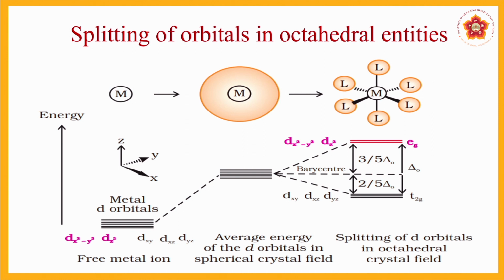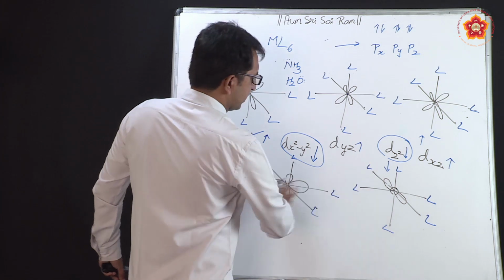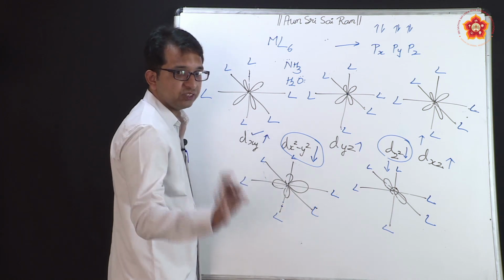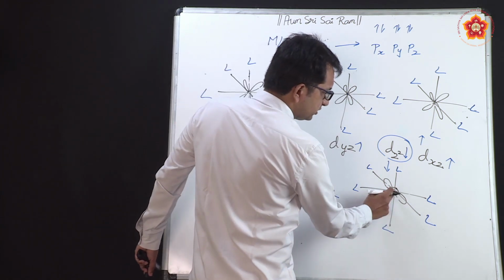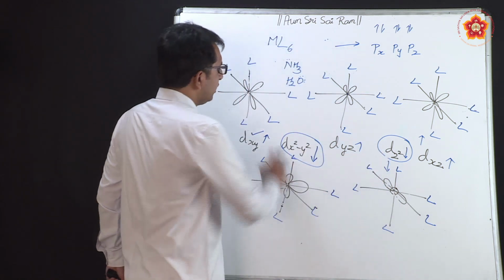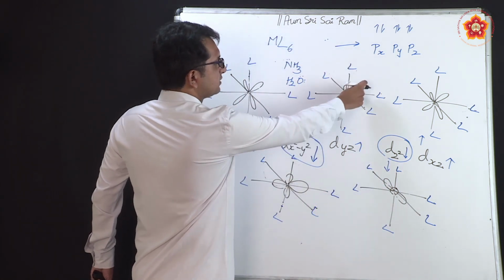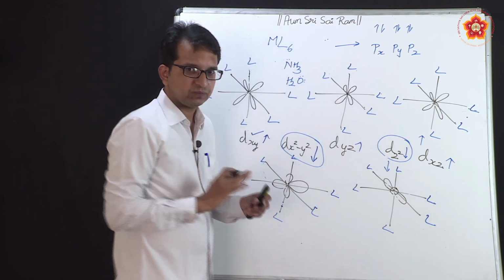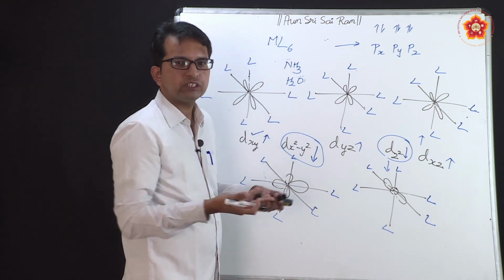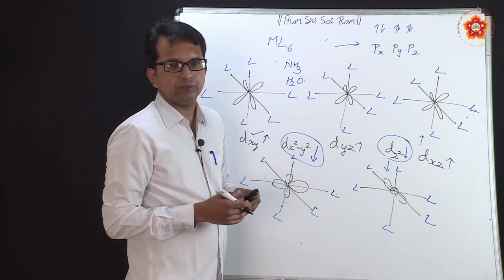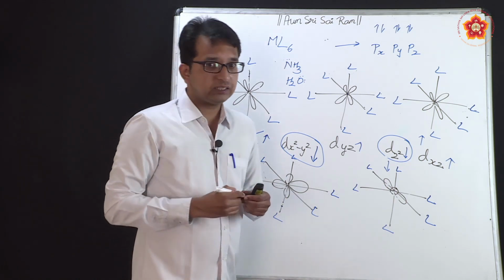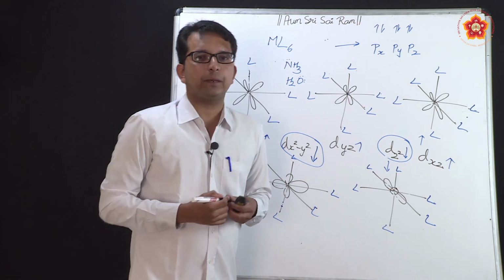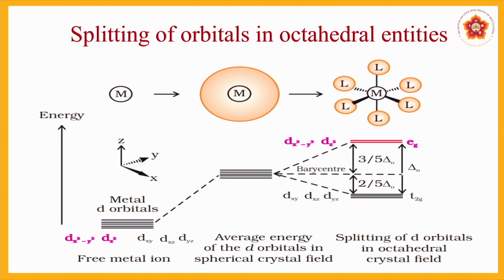Now why is it that they are kept higher? Let me just repeat the point. These two orbitals are higher because the metal orbitals and ligand electrons are along the axis, so repulsion is high. In these other cases, ligands are on the axis, but these metal orbitals are in between the axes, so repulsion is less. Less repulsion means more stability, and so lesser energy. This is the factor we always know: highly stable compounds will have lesser energy in them. So this is the pictorial representation that we have for octahedral entities.